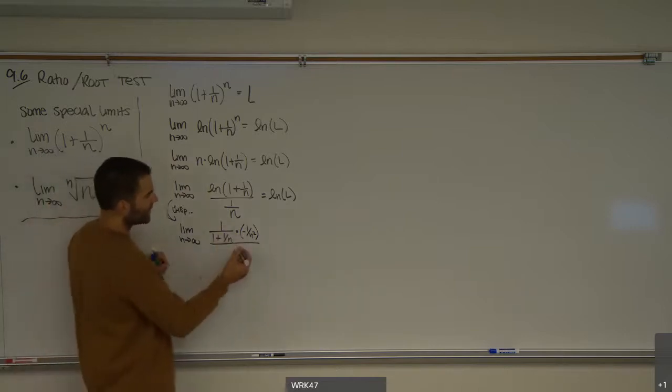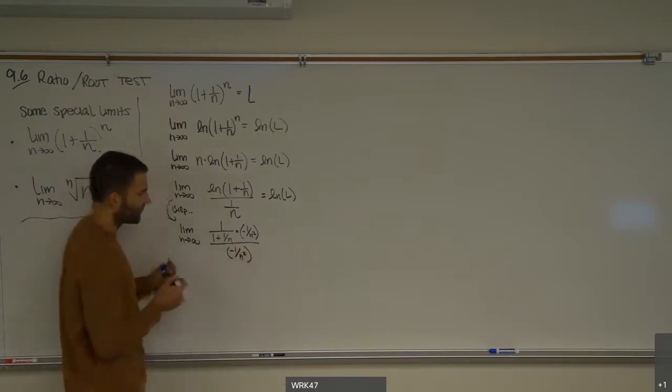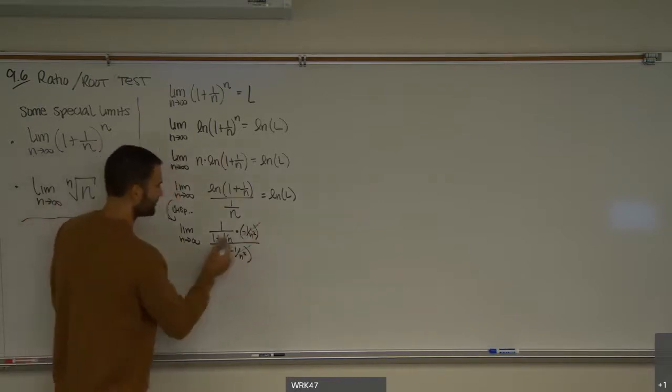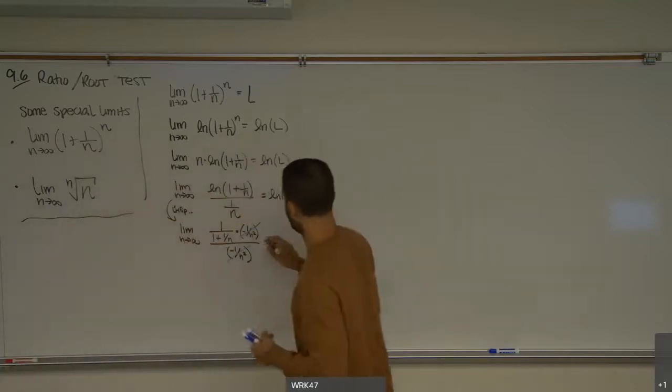And the derivative of the denominator, well, the derivative of 1 over n we just did a second ago, negative 1 over n squared. Which is actually great, because now that means those cancel. And this equals ln of my answer.